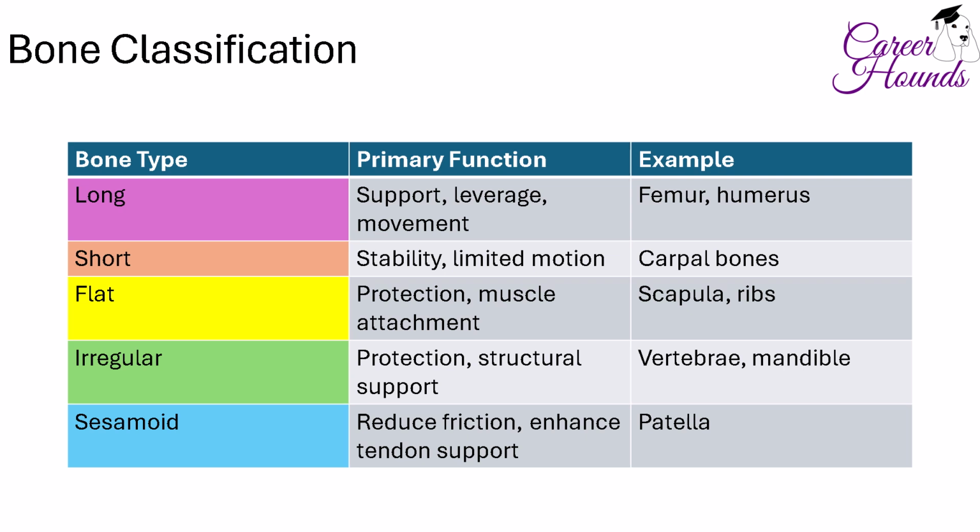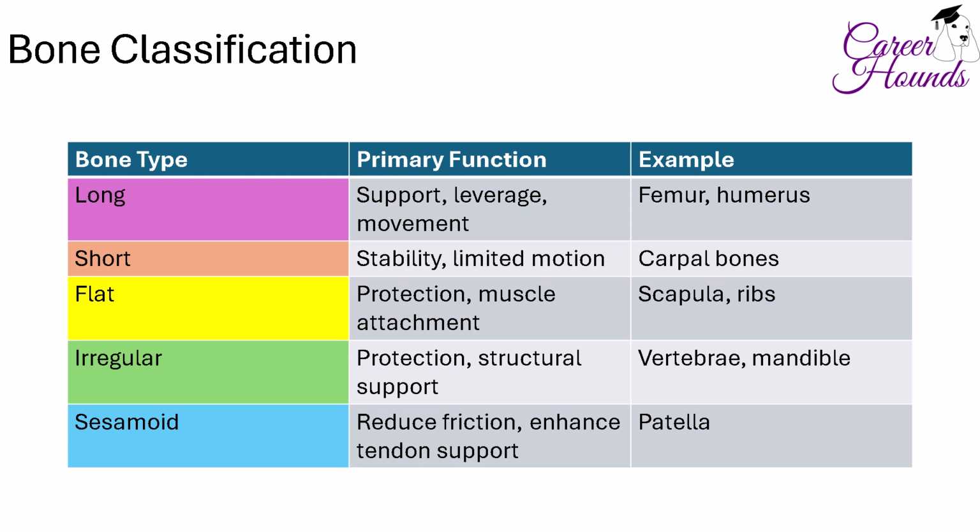The main bone classifications include long bones. These bones are longer than they are wide and have a cylindrical shaft with two ends. They provide support, facilitate movement, and act as levers for muscles. Examples include the humerus, radius, ulna, and femur.